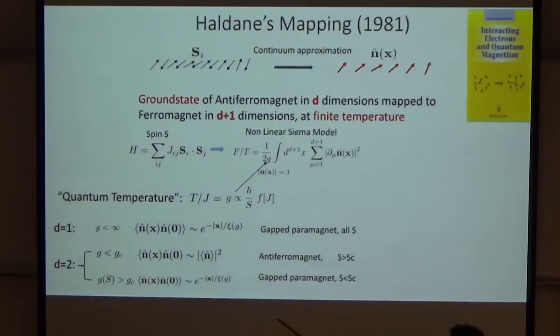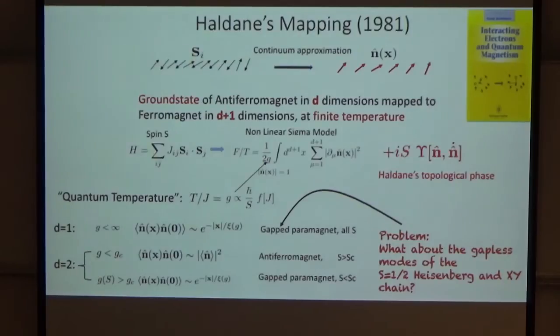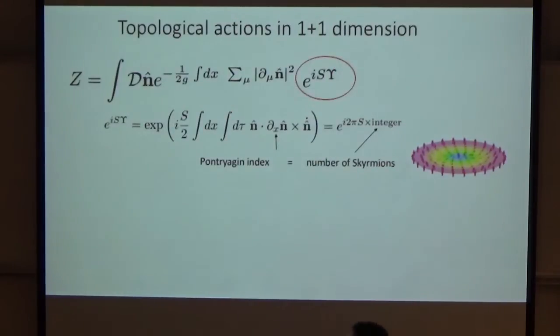But notice a problem. It said that for all spin, the correlations decay exponentially. But before I showed you that for spin half, it decays like 1 over r. So that was solved by doing the mapping properly and finding that there is an extra Haldane topological phase that has to be added. Now this topological phase is essentially, in one dimension, this topological phase lives in two dimensions, because as I said, we go to one higher dimension, and it counts in two dimensions how many skyrmions you have. A skyrmion is a configuration of continuous spins that wrap around the sphere.